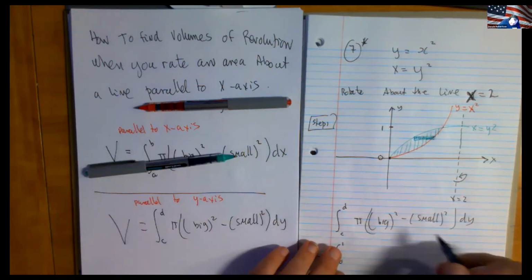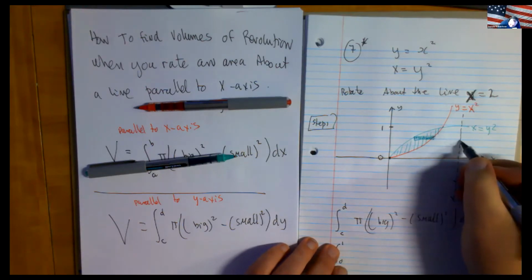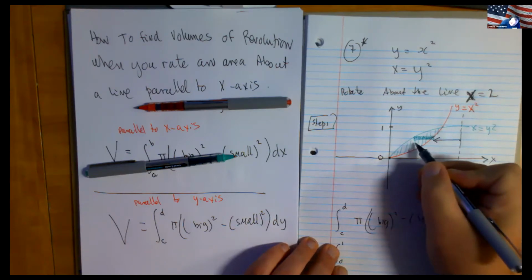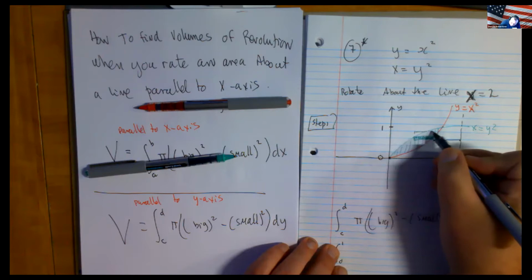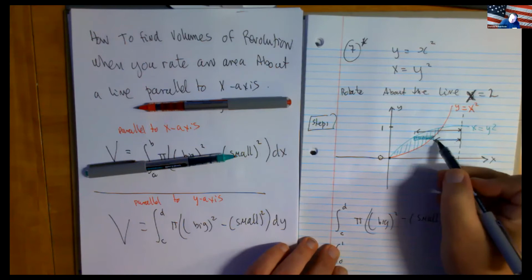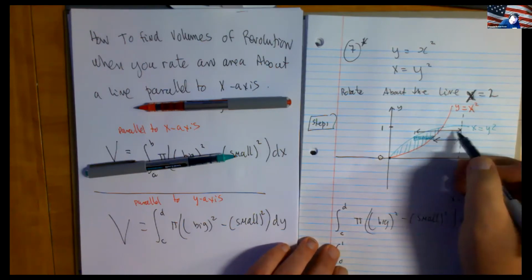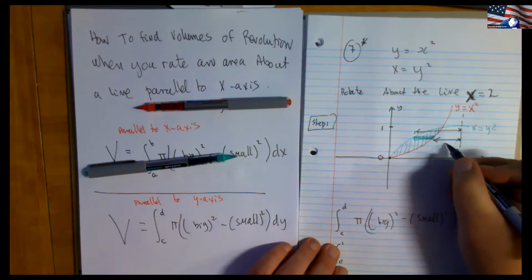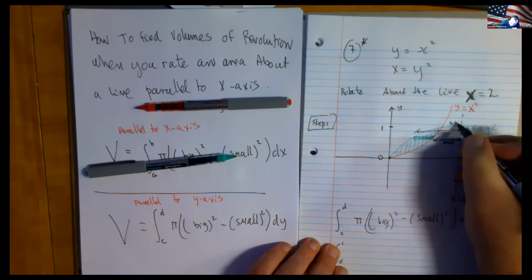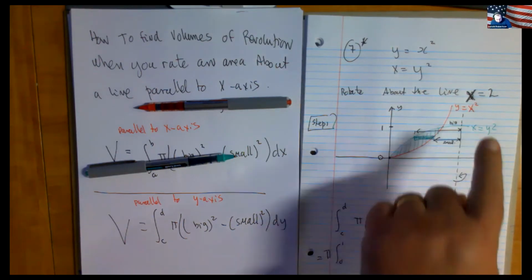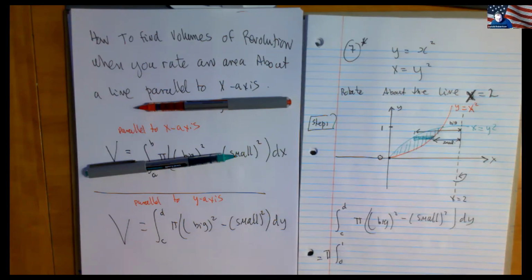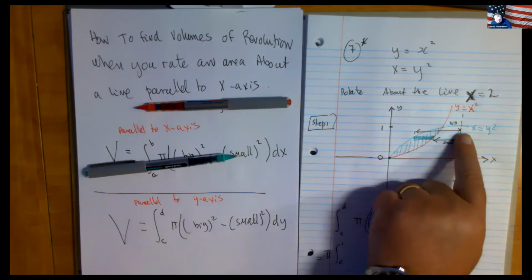And what I'm calling big and small is the distance from the axis of rotation to the top of the rectangle and the axis of rotation to the second curve. So one of the curves will be the small distance, the other is going to be the big distance. In this case, this one is the small one, right? And this one up here is the big one. So we need to know in terms of y, how far it is from there to there, and how far it is from here to here.